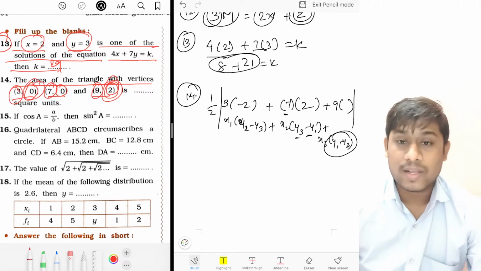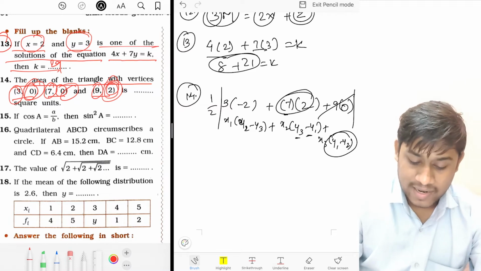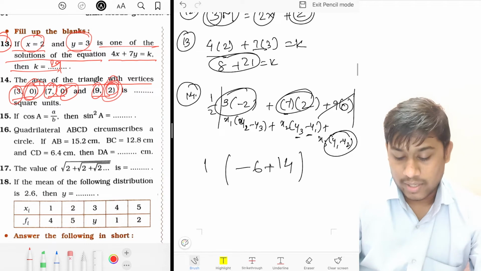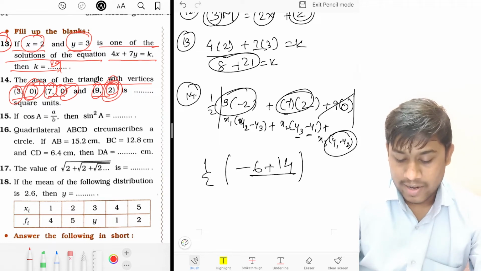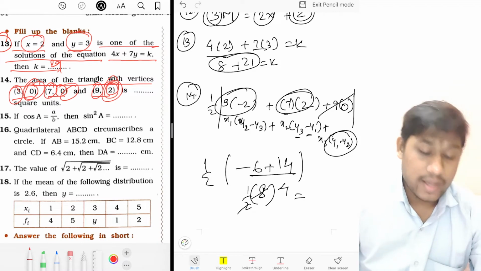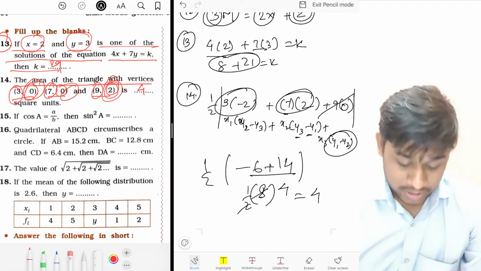Now y1 minus y2, 0 minus 0 is 0, so that term cancels, and 7 2s are 14, and this one will become minus 6. So 14 minus 6, we have what? 8. 8 by 2 we have 4, so our area is 4 square units.